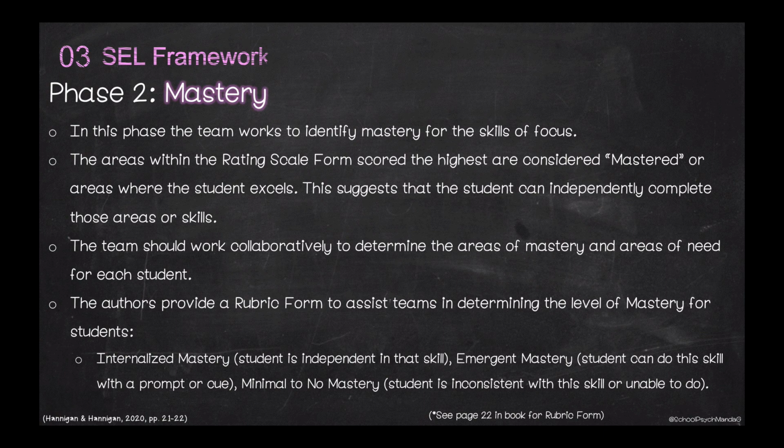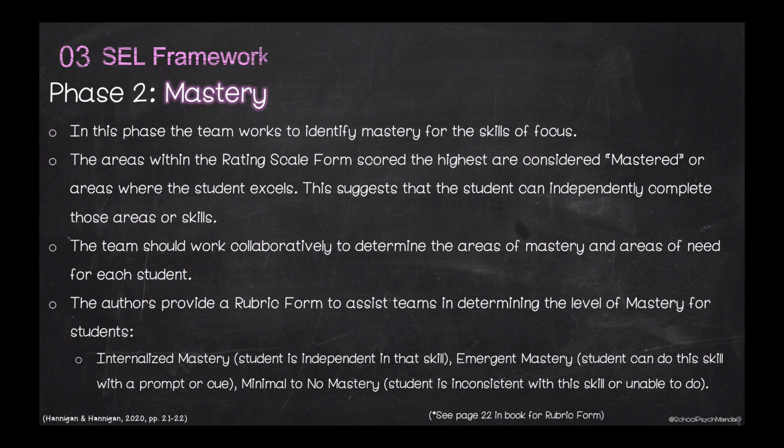Phase 2, this is considered the mastery phase, and using the rating scale form from the previous slide, now you basically have an idea of what competency that child is sufficient in or proficient in, what they have mastered. And the authors break it down. They provide a really helpful rubric form, and in the form they break it down in terms of internalized mastery. This suggests that the student has mastered that competency, they're sufficient in it, they're independent in that skill. Emergent mastery is suggesting that the student is proficient in this area.